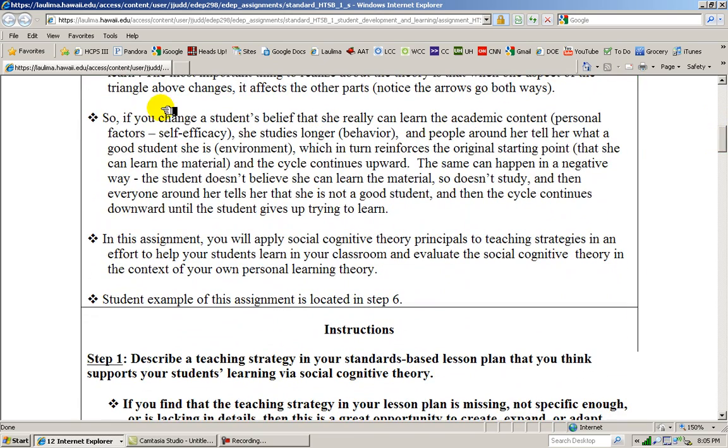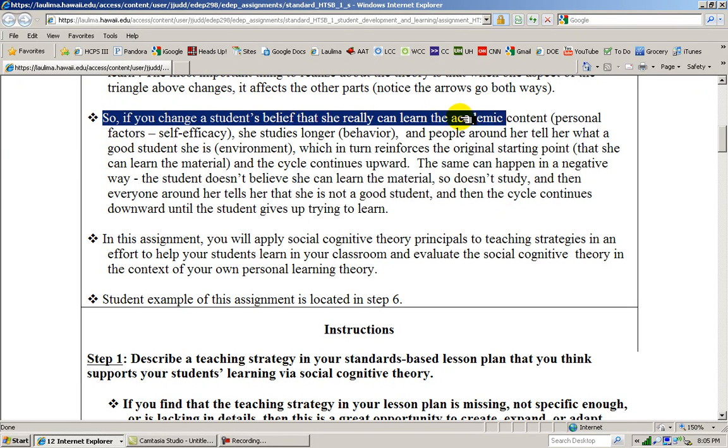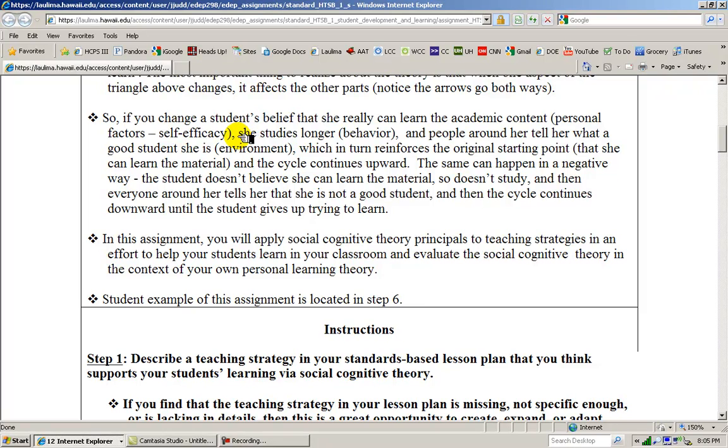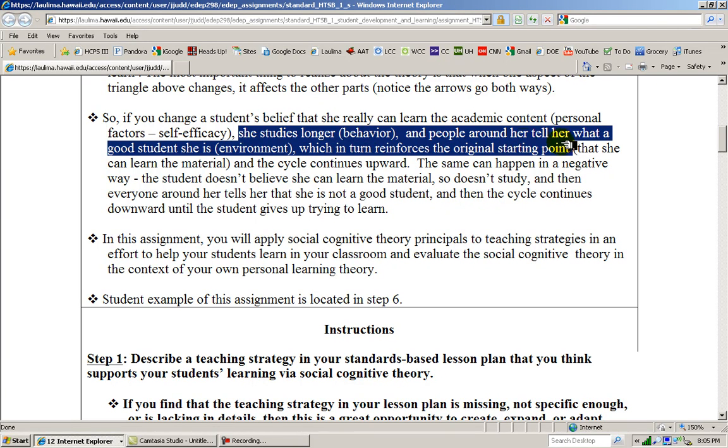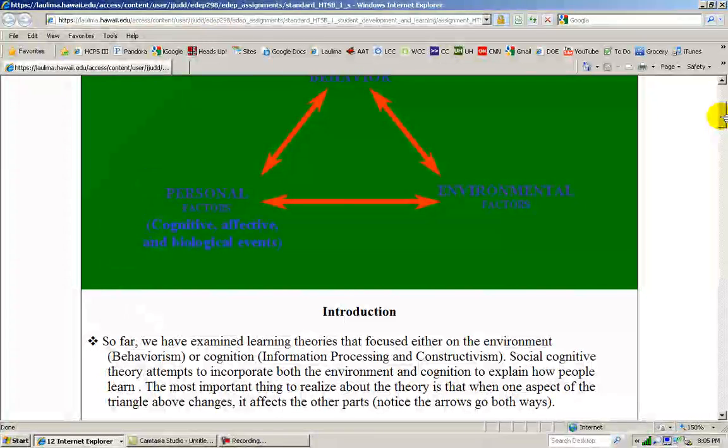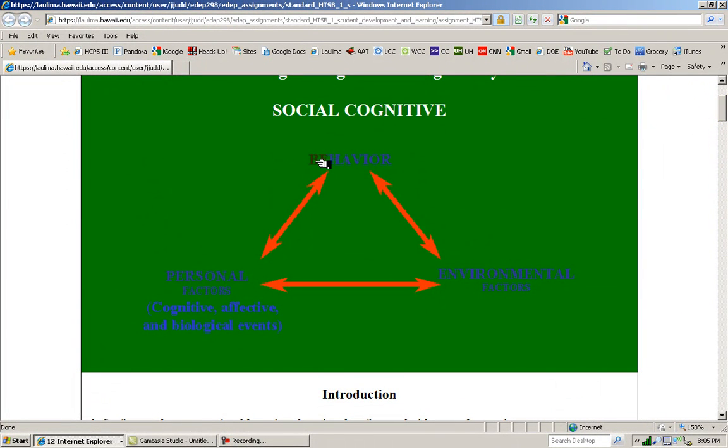So very important is the idea that a student's belief is based on whether or not they can do something in their mind, and we call this self-efficacy. The longer they do something, that's the actual behavior itself, and people around that person can have an influence on that person's behavior, which then reinforces the starting point. So if you think about a student that really does well, they cycle up this, what we call the triadic reciprocal behavior triangle. It cycles up so that the behavior is strengthened and strengthened.